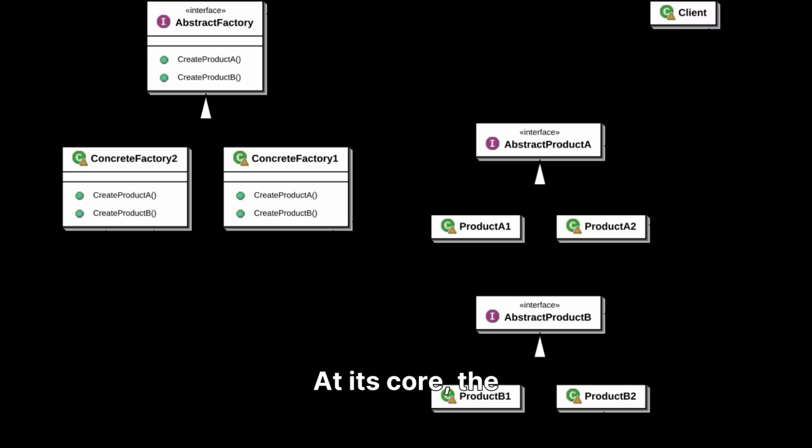At its core, the factory pattern defines an interface or an abstract class for creating an object, but it lets subclasses or concrete factory methods decide which specific class to instantiate. This means the client code interacts with a generic factory, unaware of the concrete types being produced.